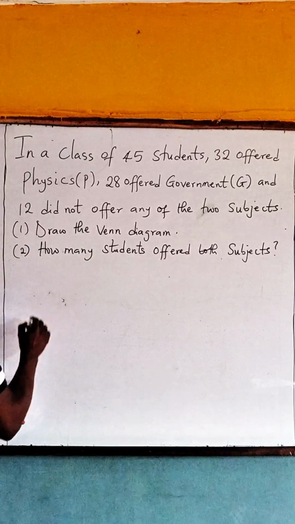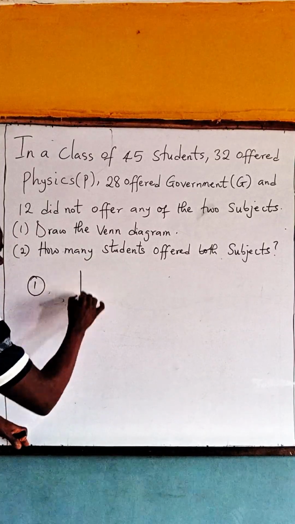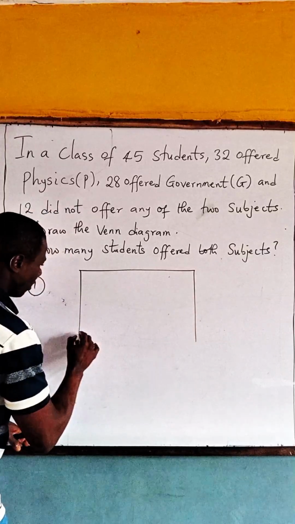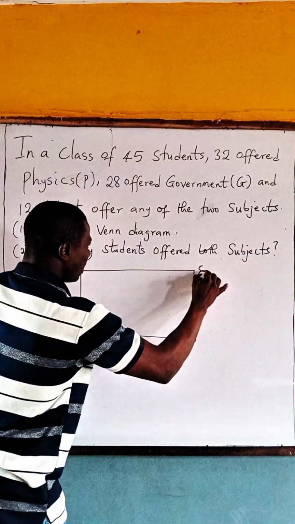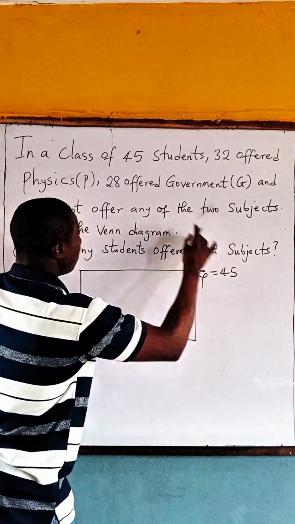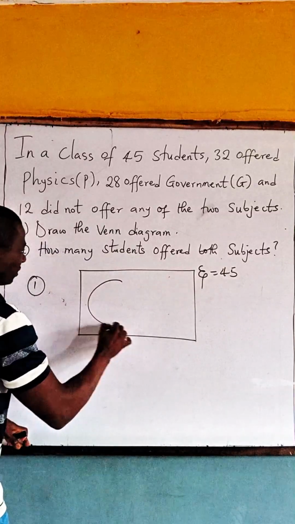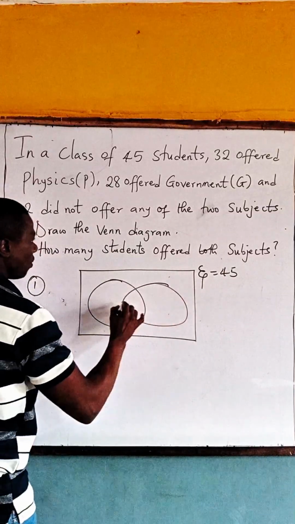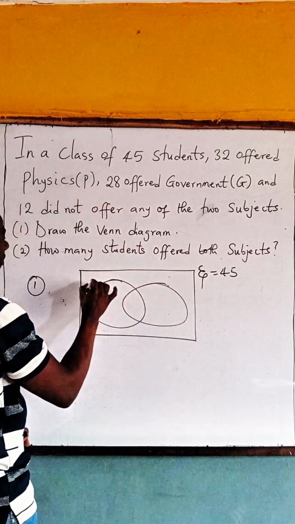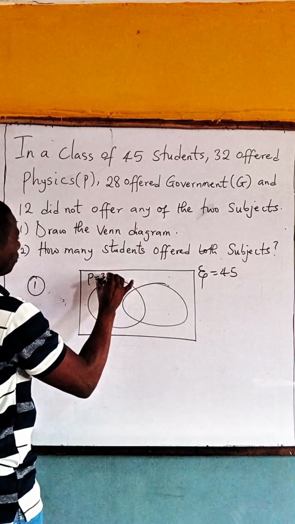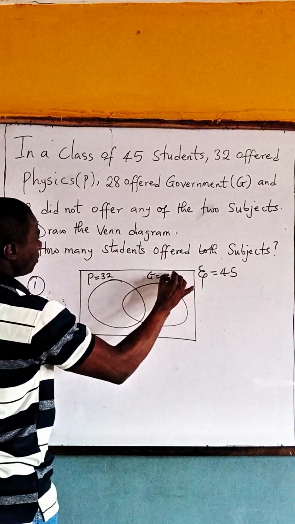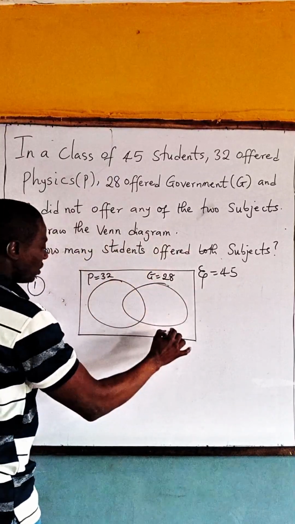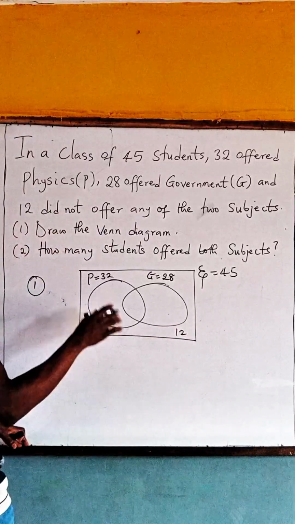Now, solution to question 1. We are going to quickly draw a Venn diagram in this way. The outside here is the universal set, and the total number of students involved is 45. Inside it, we are going to have two circles because the question has to do with two subjects. We're told that physics is 32 and government is 28. Those who are not interested, they are 12. It will be placed outside of the circle.